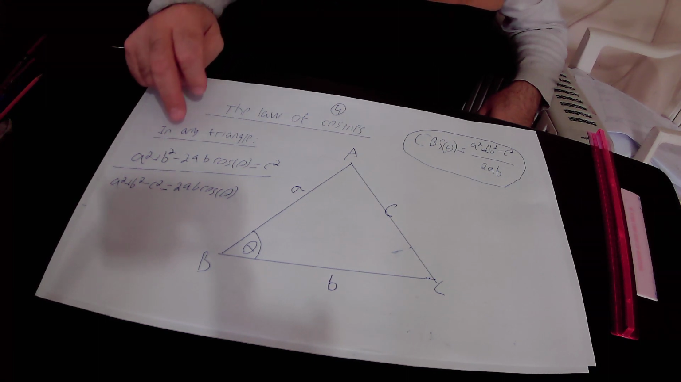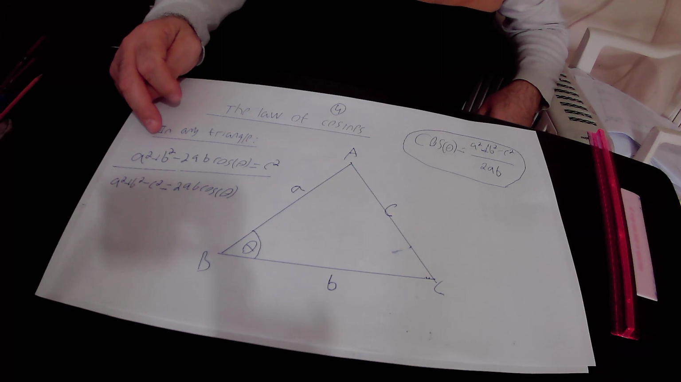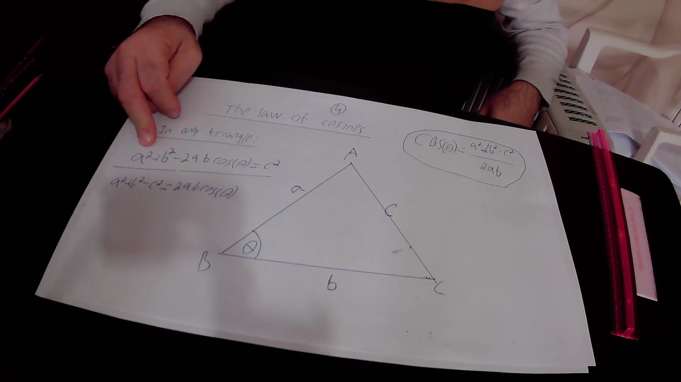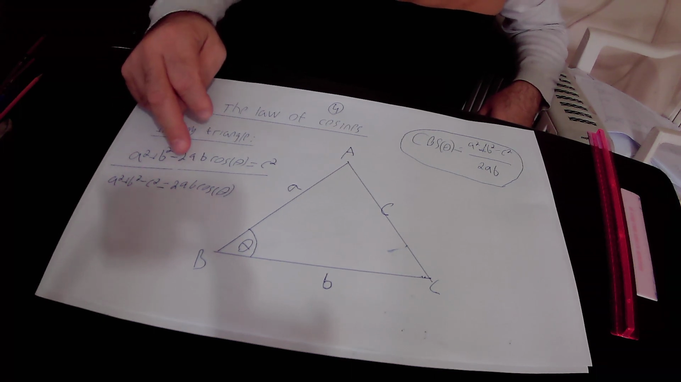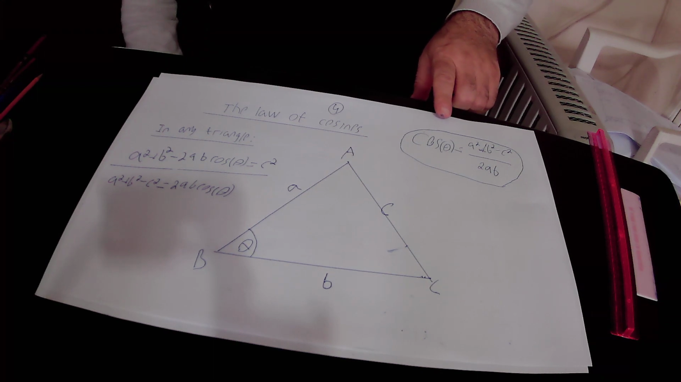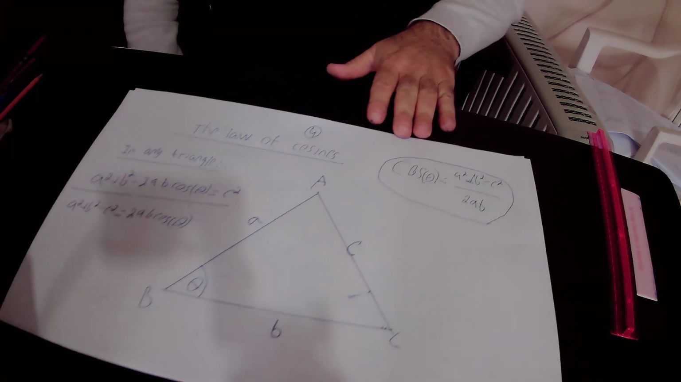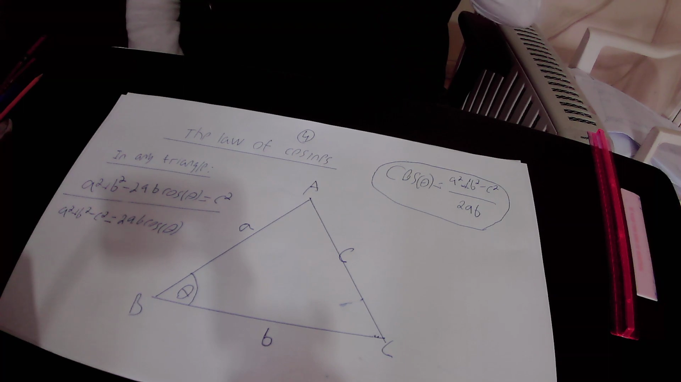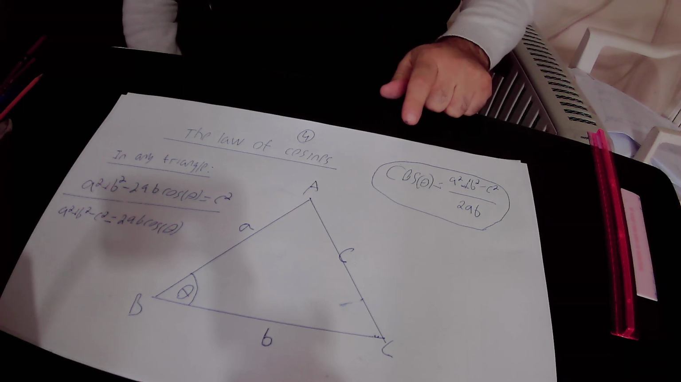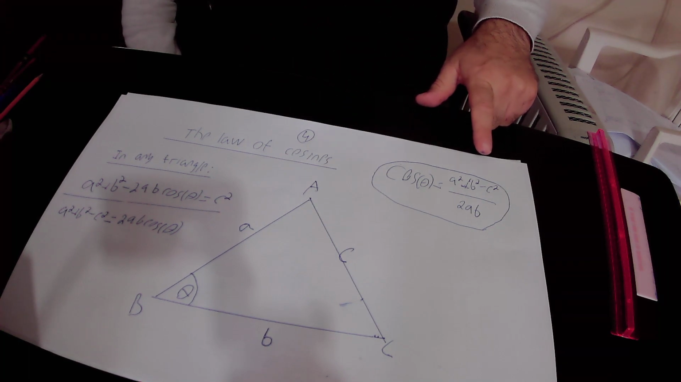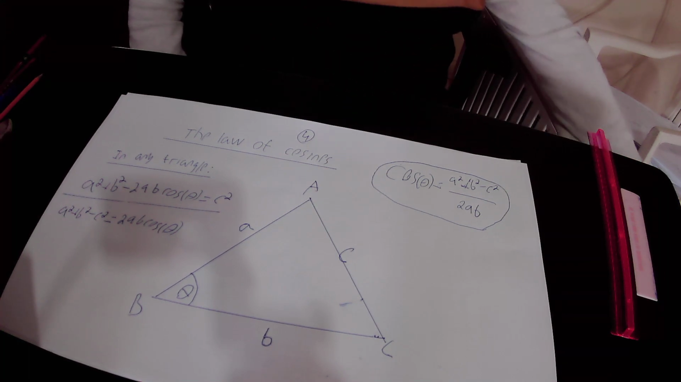Here we subtracted C squared and added 2 times AB cosine theta to this equation, and we got that A squared plus B squared minus C squared equals 2 times AB cosine theta. We divided this equation by 2 times AB, and we got that cosine theta equals A squared plus B squared minus C squared over 2 times AB. So in any triangle, cosine theta equals A squared plus B squared minus C squared over 2 times AB.